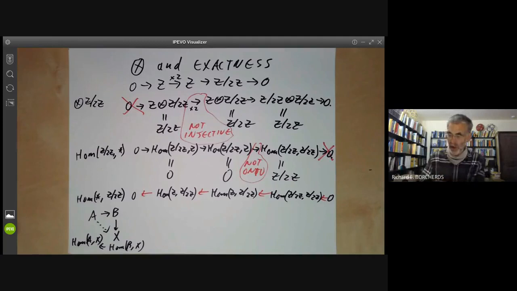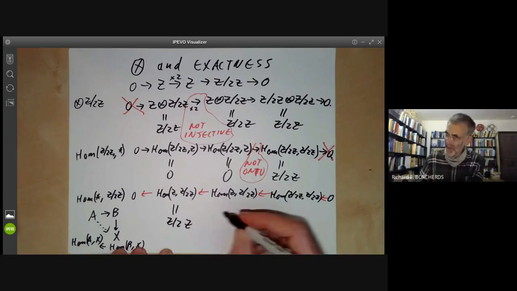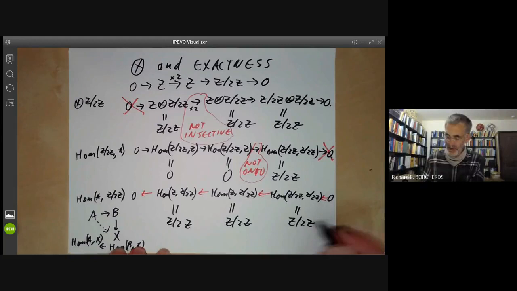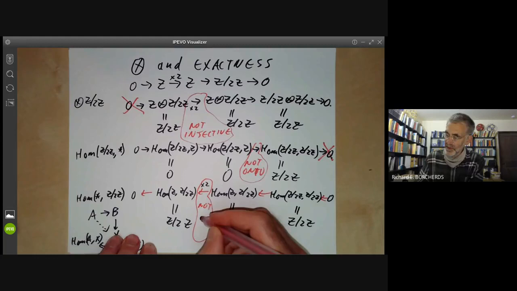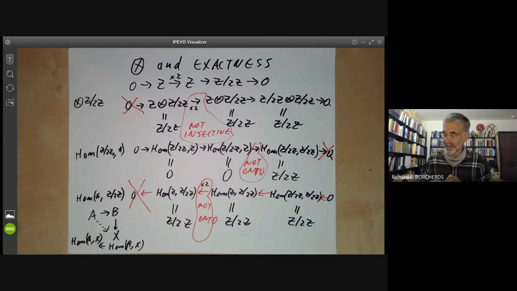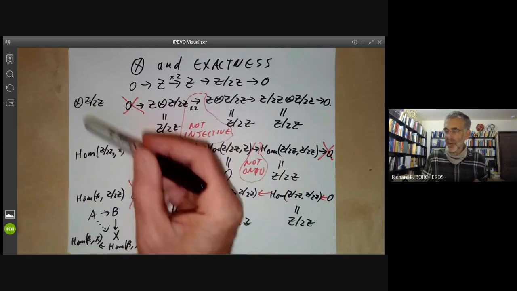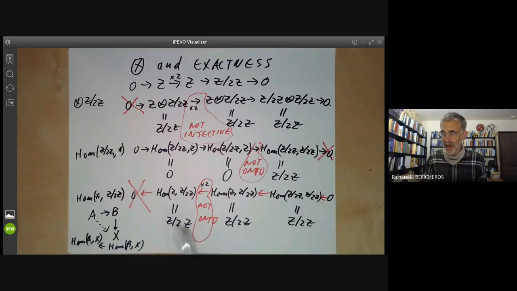So this is just Z modulo 2Z. This is Z modulo 2Z, and this is Z modulo 2Z, so it can't be exact everywhere. And if you look again, this map here is multiplication by 2. So again, this is not onto, and we'd better cross off this thing here. So in each case, if we start with an exact sequence and apply one of these three operations, we get something that's almost but not quite exact. It sort of fails at one end or the other.